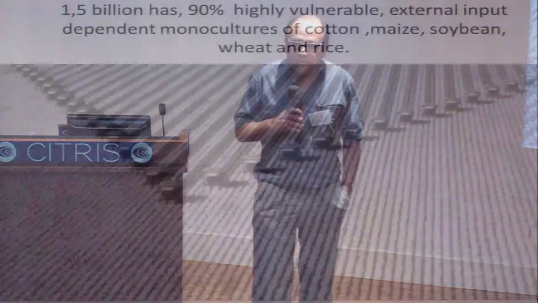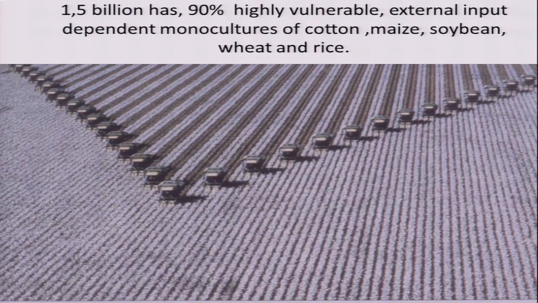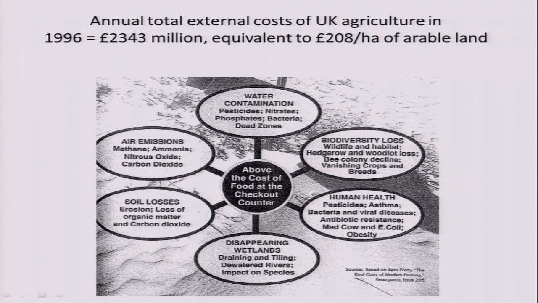We have about 1.5 billion hectares of agriculture in the world, and 80% of that is monocultures that are not producing food, actually. Some of them are producing food, but most of them are producing biomass, basically just for biofuels, but also for cattle that the hungry people don't eat. And there are huge externalities associated with this model of agriculture, all the way from biodiversity loss, human health costs, soil losses, air emissions, and so on.